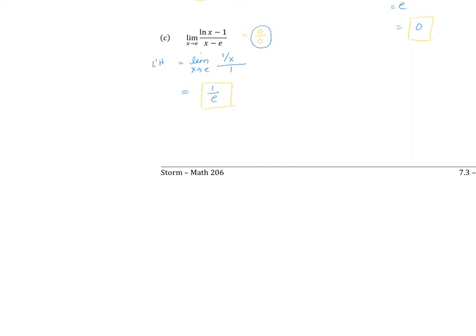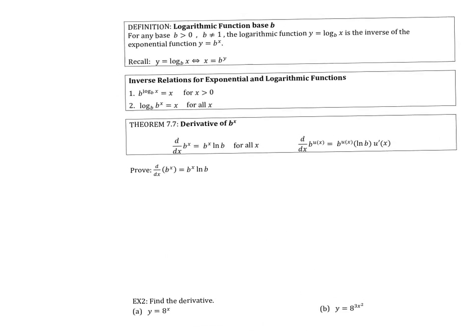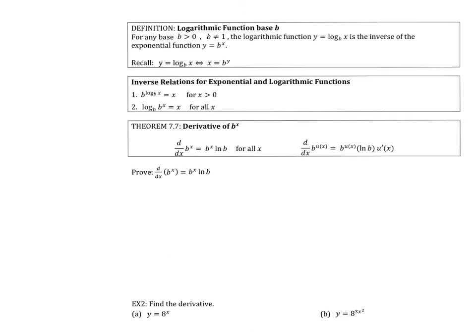Okay, so let's move on to the next page. We're going to look at the log function of any base b, not just the natural log function.